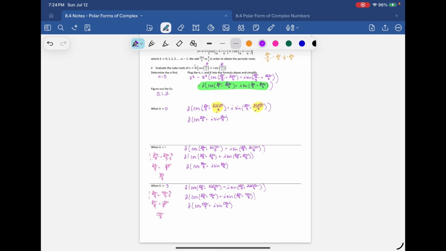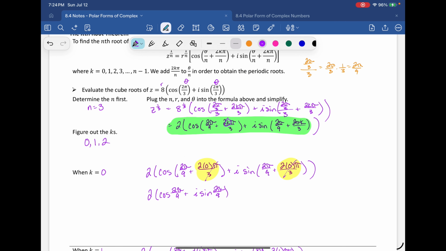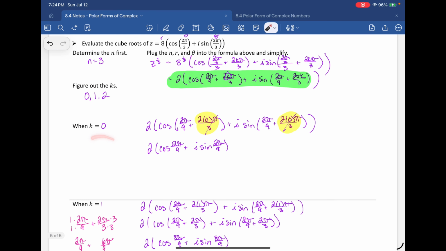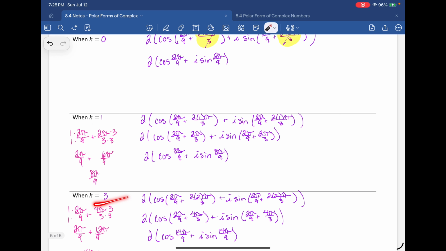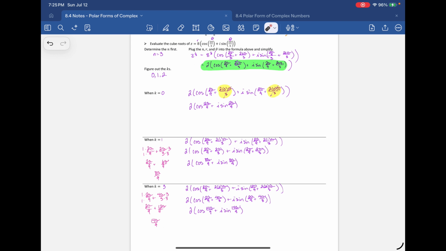So, lovely little formula going on, but if you break it up into its pieces, and I literally mean follow this: determine your n, plug your n, r, and theta in, and then simplify. Figure out your k's, and then individually plug in each k and work it out that way.